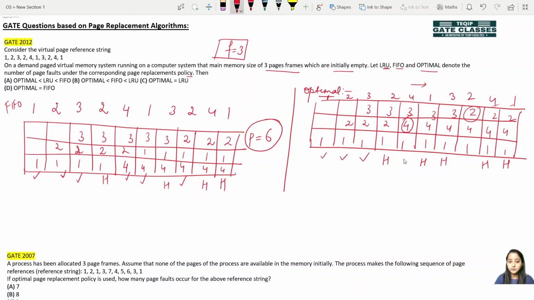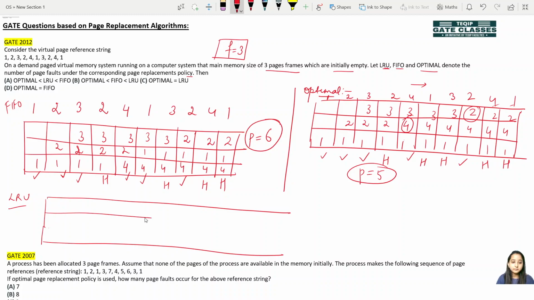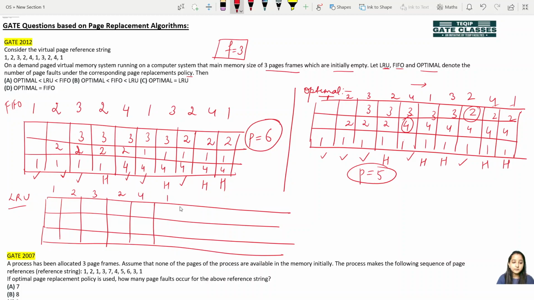So count the number of page faults: 1, 2, 3, 4 and 5. So there are 5 page faults, less than FIFO's. Let me consider the last algorithm, LRU. I am taking 3 frames, and the same string: 1, 2, 3, 2, 4, 1, 3, 2, 4, 1.